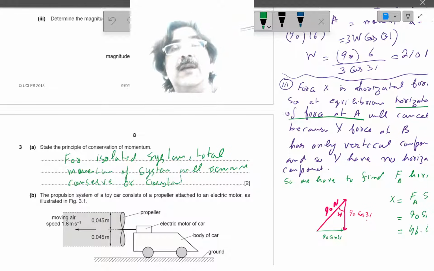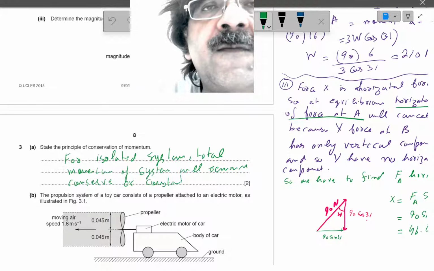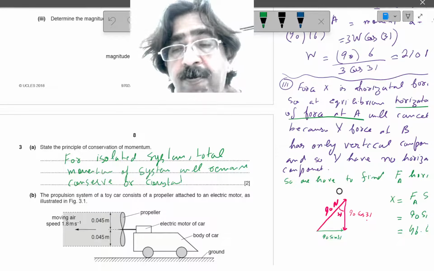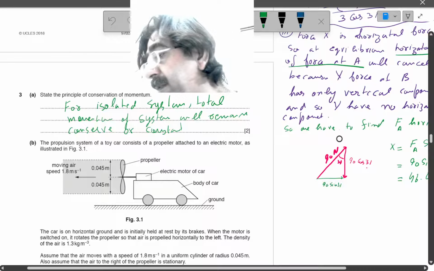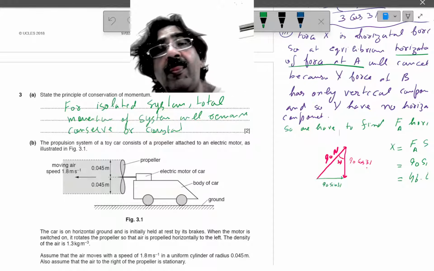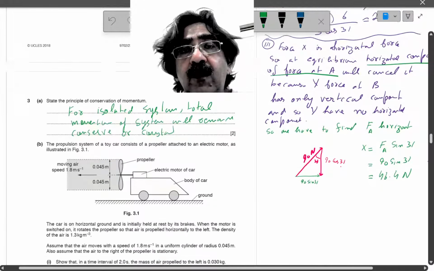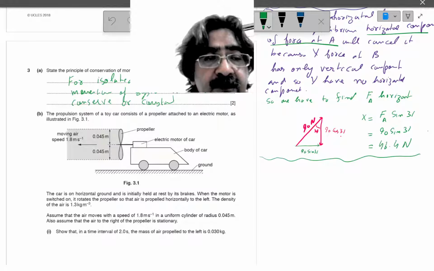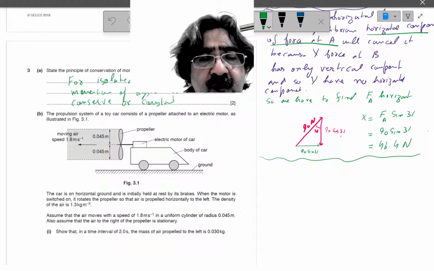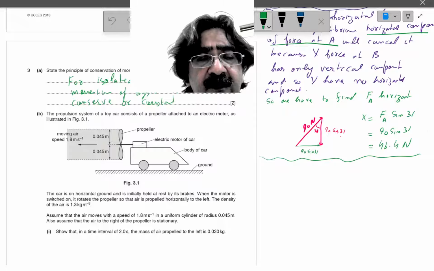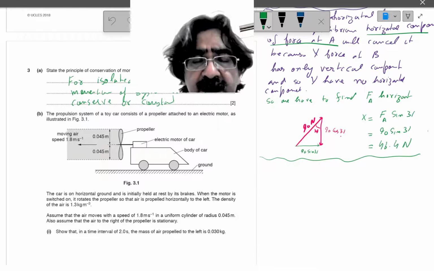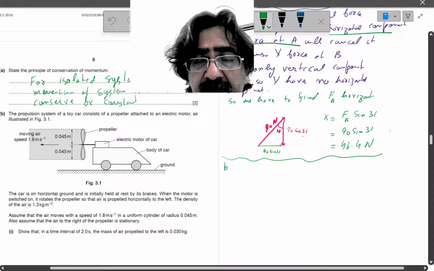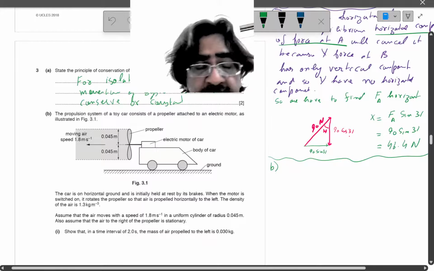The next is question number 3A part: for an isolated system, total momentum of system will remain conserved or constant. You may say that conserve or constant, both have the same meaning. Now the part B, I think I should be careful about the space.